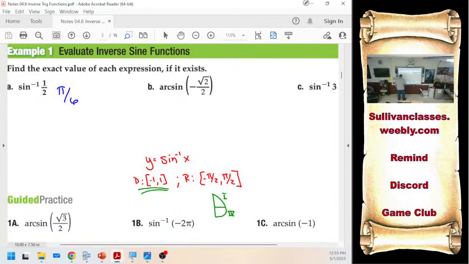And then I look at C. Is 3 between negative 1 and 1? Thou shalt not. So that's just a big fat nope. Can't do it. Illegal.